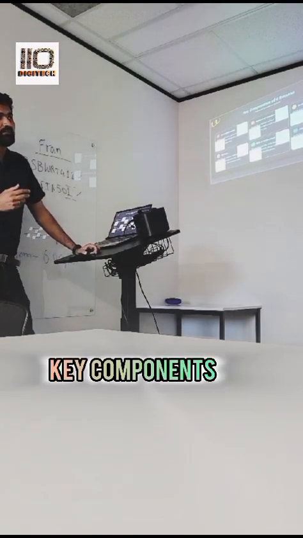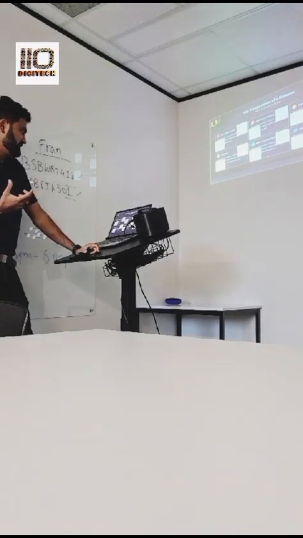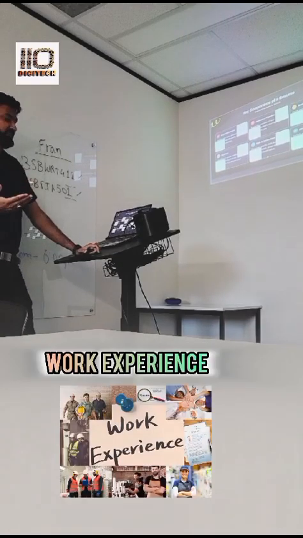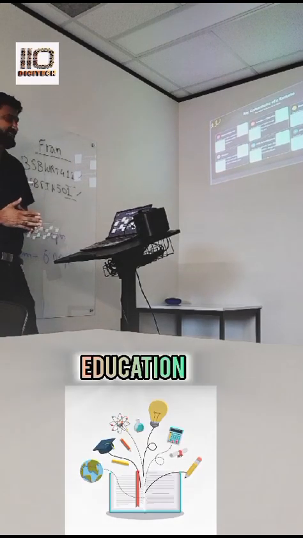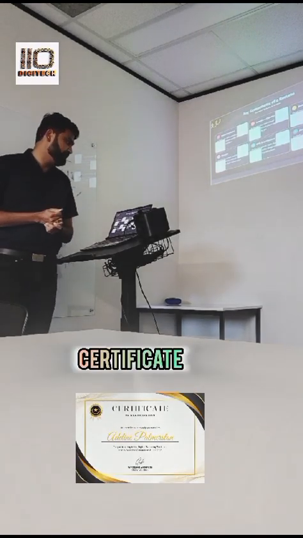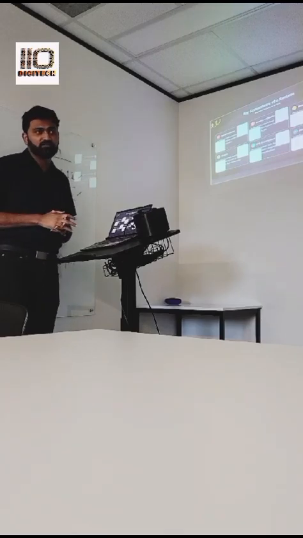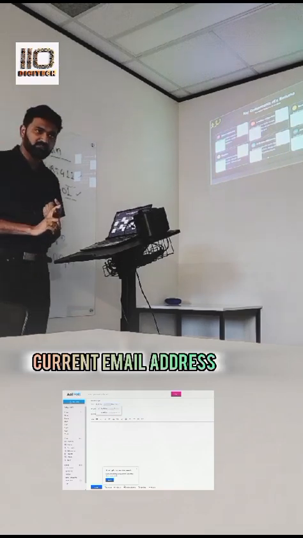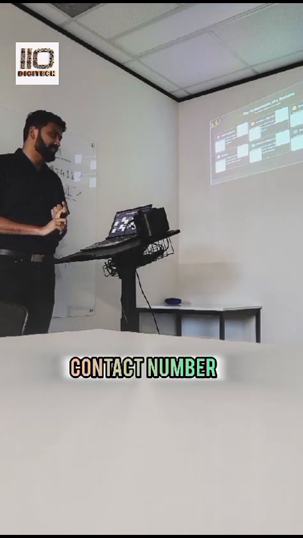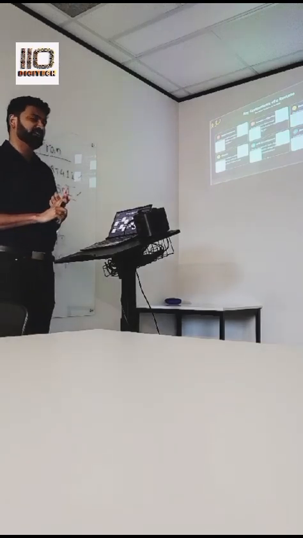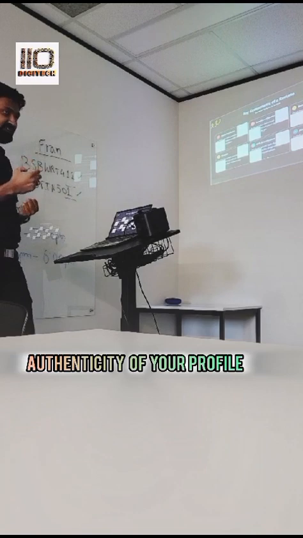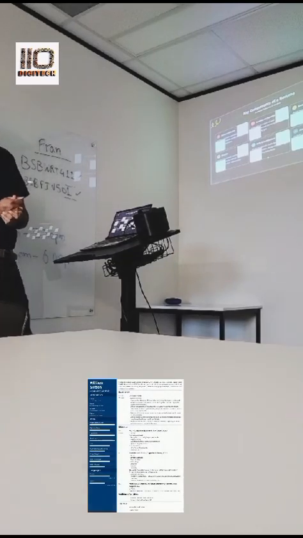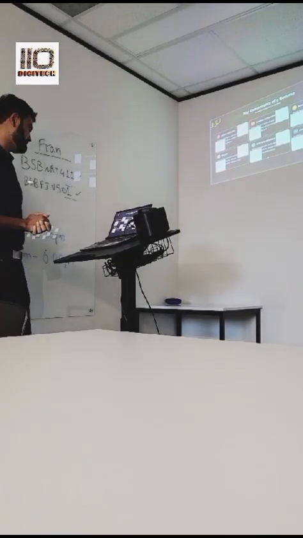So what are the key components of a resume? Contact information, summary or objective, work experience, education, skills and certificate, and additional section. So in contact information, you must always give your current email address, contact number, and your home address, so that it will show the authenticity of your profile. And if you have a LinkedIn profile, you can give the link of the LinkedIn profile also.